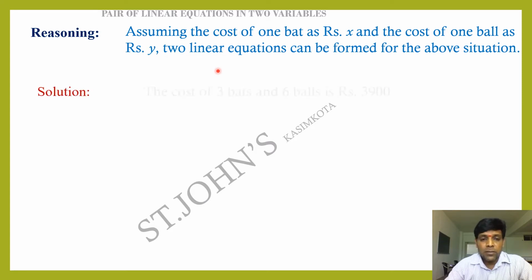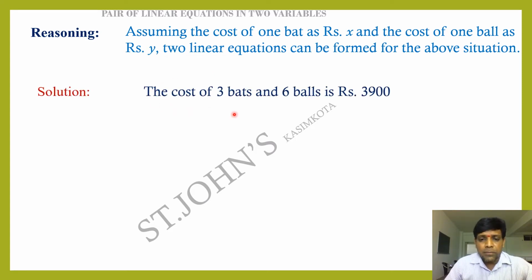Now the solution part. The cost of 3 bats and 6 balls is 3,900 rupees. The cost of one bat is x rupees, so the cost of 3 bats is 3x, and the cost of one ball is y rupees, so the cost of 6 balls is 6y rupees. So the cost of 3 bats plus the cost of 6 balls equals 3,900. This is written as 3x + 6y = 3,900. Are you clear?